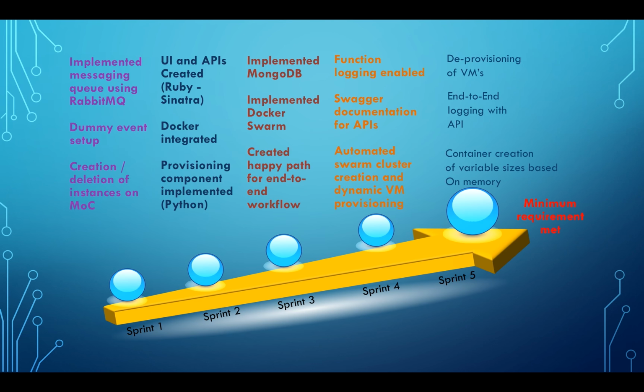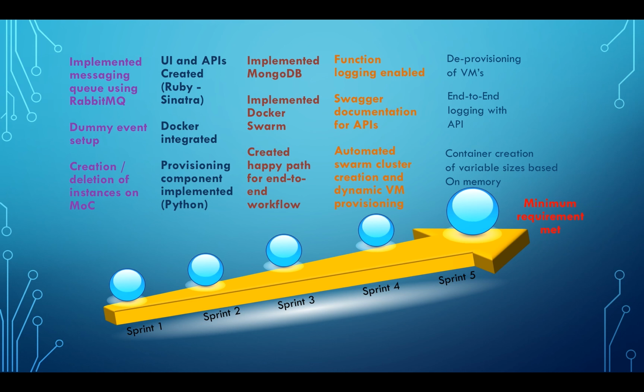Now this was our journey so far. We started with implementing RabbitMQ and initial instance creation and deletion on MOC. Then we created a UI and the APIs using Ruby and Sonata server. We introduced Docker, and we implemented all the components in Python. Later on, we implemented MongoDB as our data store. We came up with Docker Swarm when we wanted to have multiple containers and multiple VMs running at a time, and we came up with a happy flow.